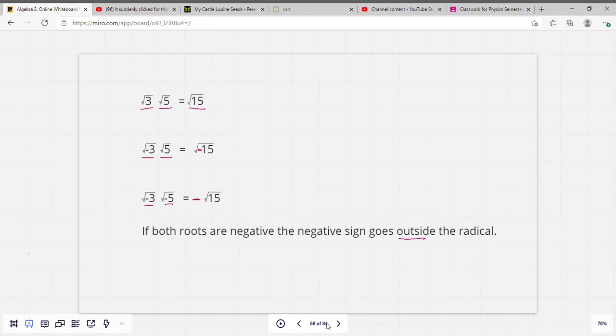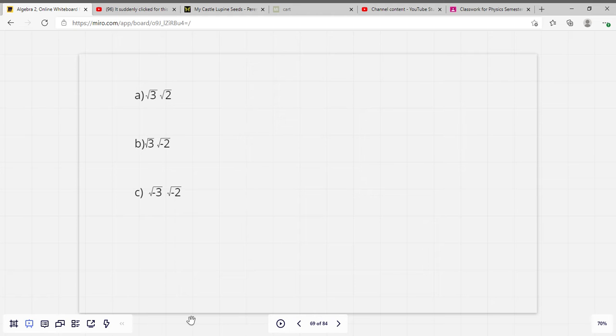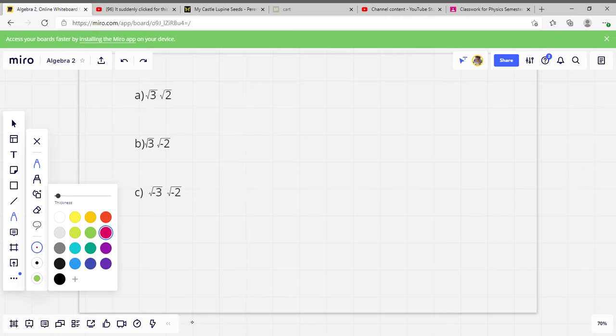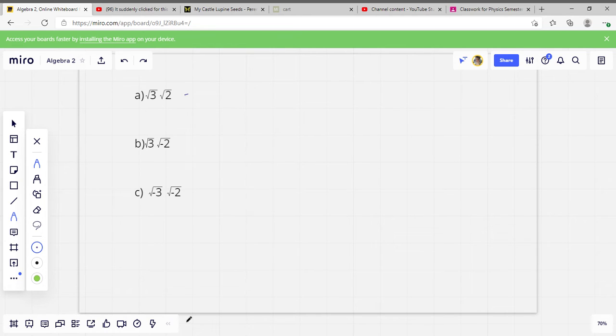All right, next part. I've got the square root of 3 times the square root of 2. 3 times 2 is 6. It would be the square root of 6. This one, the negative is inside one of those, so 3 times 2 would be 6, so it would be the square root of negative 6. This one, negative times the negative, we're going to put the negative on the outside. 3 times 2 is 6. Okay? So just a rule that you have to remember. If only one of them is negative, the negative sign is going to go inside. If both of them are negative, then you put the negative sign outside.